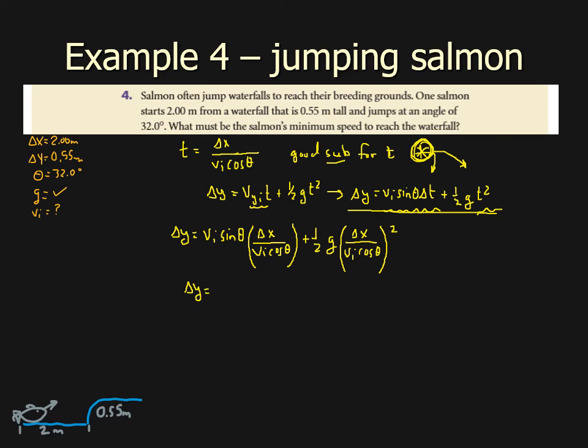So delta y equals vi sine of the angle delta x divided by vi cosine of the angle, plus gravity multiplied by delta x squared divided by, since this is 1/2, I'll just put the 2 in the denominator spot, vi squared times the cosine of the angle squared. Okay, so I've distributed, and if I want to simplify, I see that initial velocity can go away there.